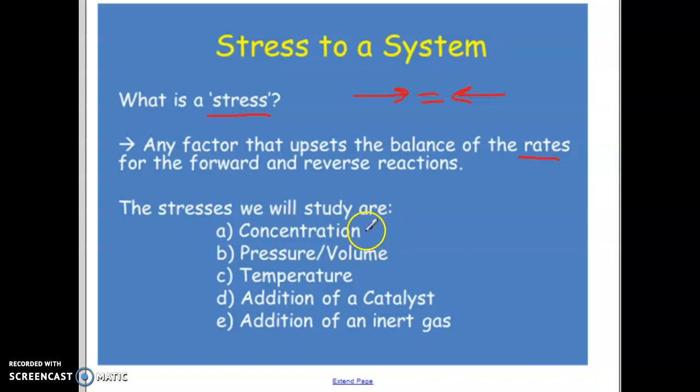Okay, so there are a bunch of stresses that we're going to talk about. So we have concentration change, pressure or volume change, temperature change, adding a catalyst, or adding an inert gas. When we talk about inert gas, we're talking about the noble gases, for example, adding neon or argon. Now, I will say the first three are legitimate stresses. The last two are actually not really true stresses in the case where it's going to affect the equilibrium itself. They're more just changes that could exist, and you'll see what I mean when we get to them. The first three are factors that can be adjusted to actually change the rate.